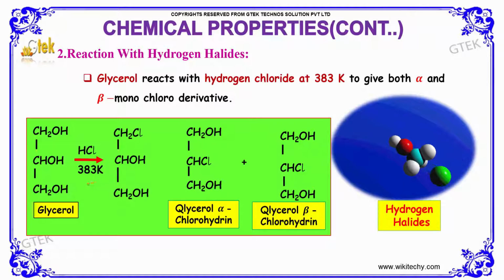Glycerol on addition of hydrochloric acid and at 383 Kelvin forms this as the product. Here, if you can see here, this OH group is being replaced by this chlorine atom. On further reaction, we obtain glycerol alpha chlorohydrin and glycerol beta chlorohydrin.